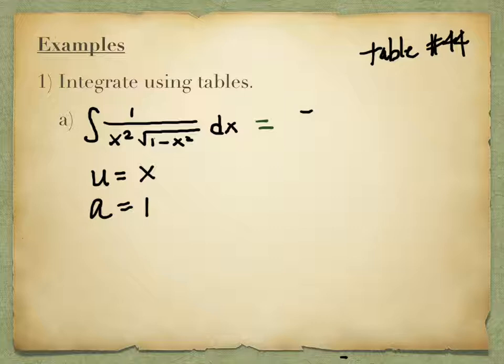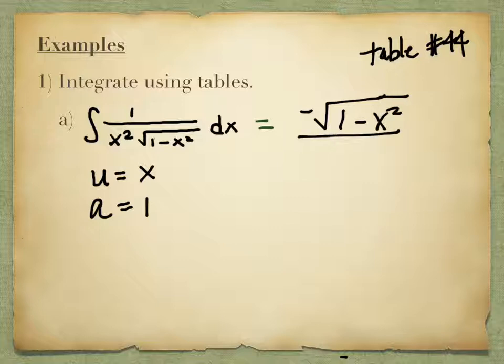So we have a negative on the outside. It has a square root. It says a squared minus u squared. Well, what is your a? 1. So 1 and 1 squared is 1. Minus, what is your u? x. This is minus x squared.